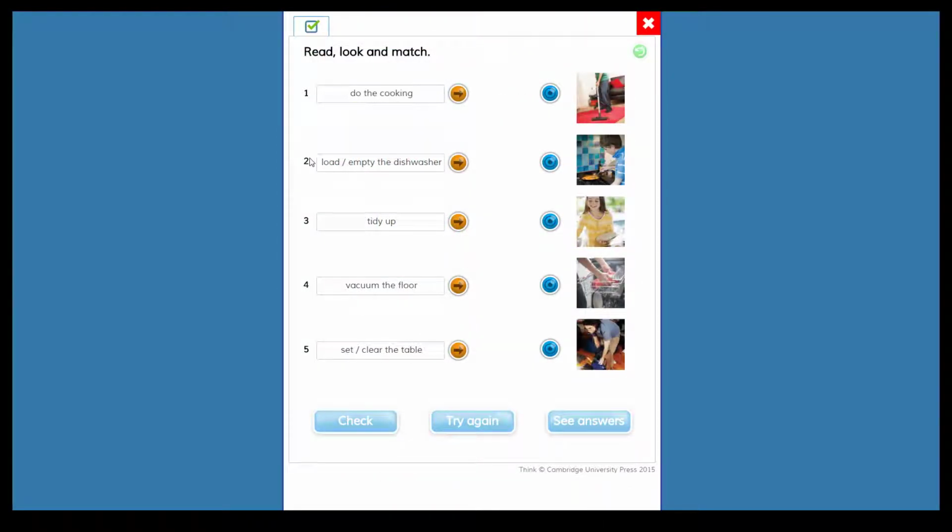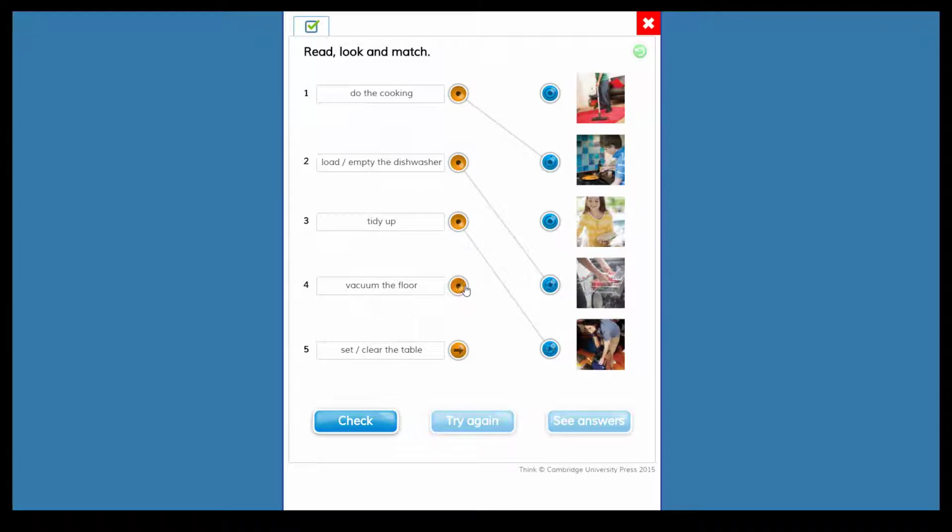Okay, do the cooking. What do you think? Do the cooking. The correct picture is this one. Very good. Number 2, load or empty the dishwasher. What do you think? Correct. This picture. Number 3, tidy up. This one. Good.